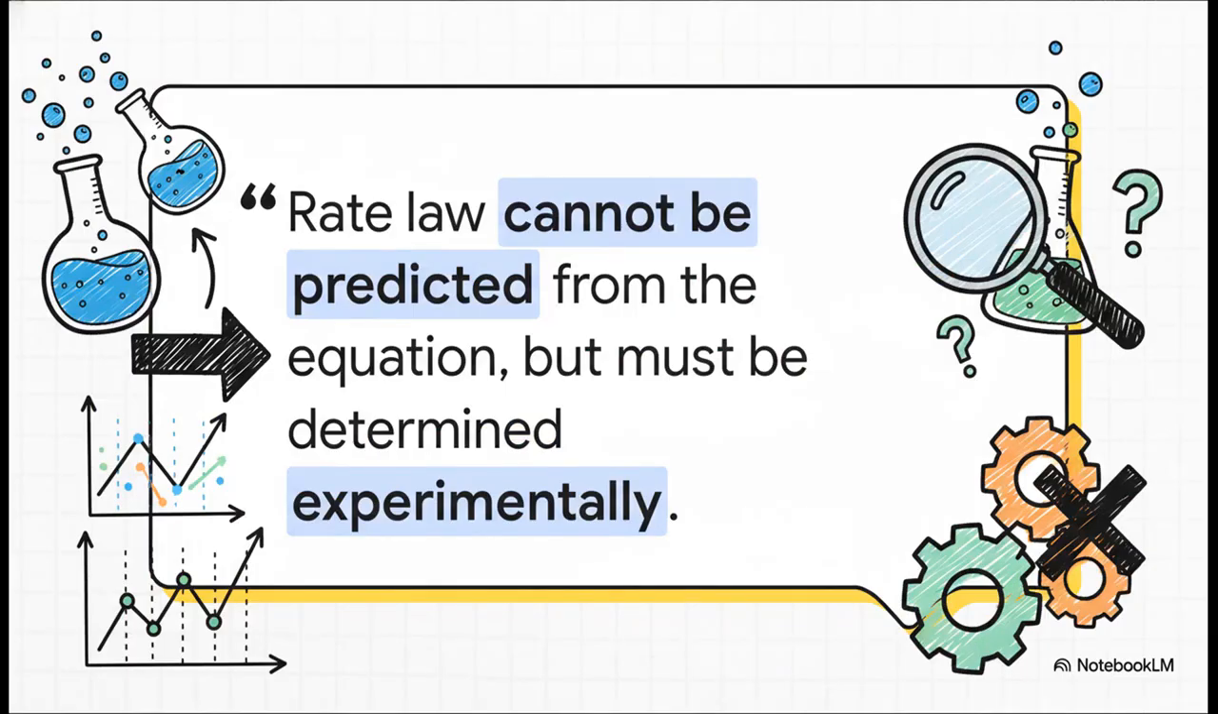Okay, everyone, listen up because this is a classic exam trap. You cannot, I repeat, cannot figure out the orders X and Y just by looking at the numbers in the balanced chemical equation. The rate law must be found by doing an experiment. It's an experimental fact, not something you can just guess. Please burn that into your brain.